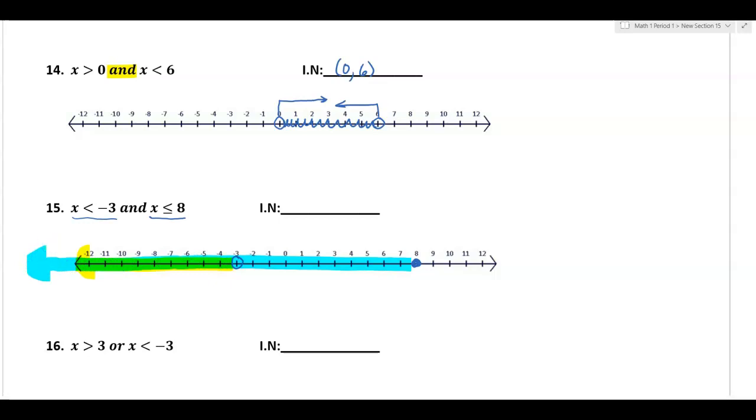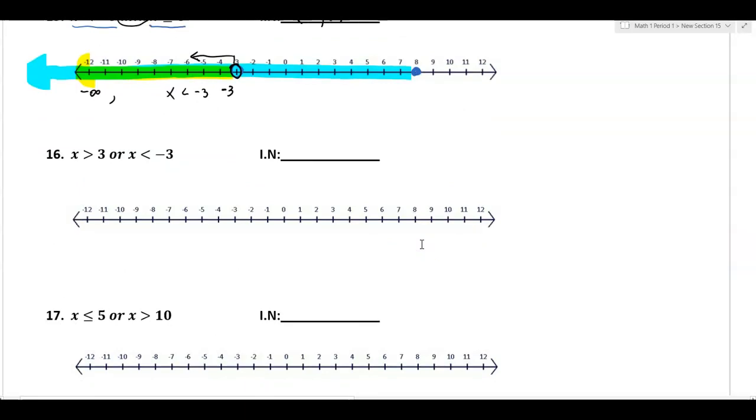I use these two colors for a reason because, notice, if it's an AND statement, it's the intersection of the two graphs. So where do these colors start to intersect? They start to intersect at negative 3. So the true solution to this would be x is less than negative 3. So when we write the interval notation, we would start at negative infinity and it would end at negative 3. So it would be negative infinity to negative 3. We do not include negative 3 because it does not make the first inequality true. That's a tough problem.